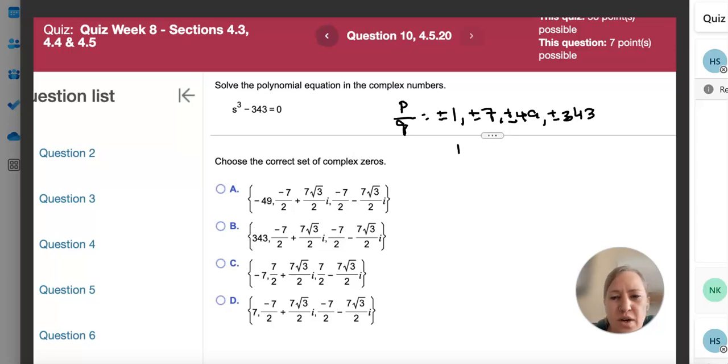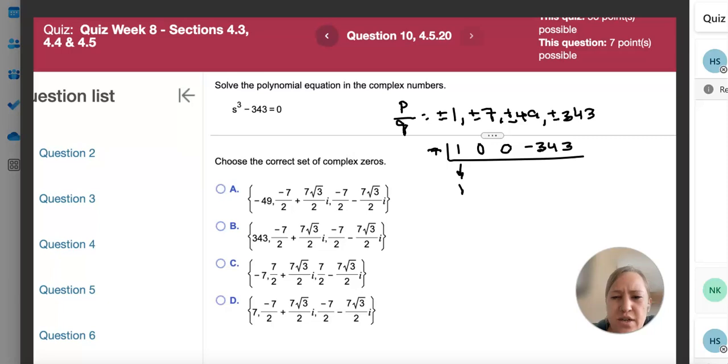So leading coefficient is 1. Remember, you have to account for the squared variable and then the single variable and then negative 343. So I'm just going to go for it, I'm going to try 7. We're going to see what happens with that.